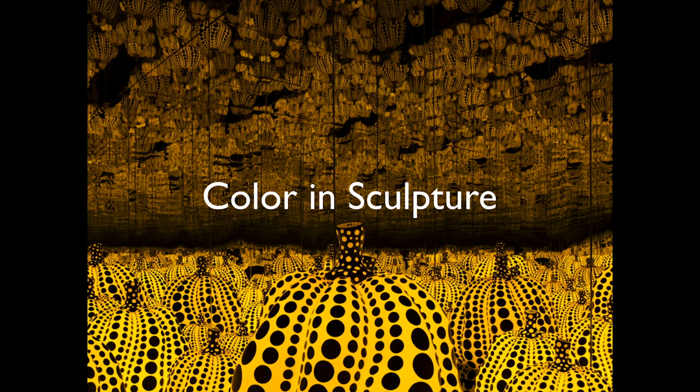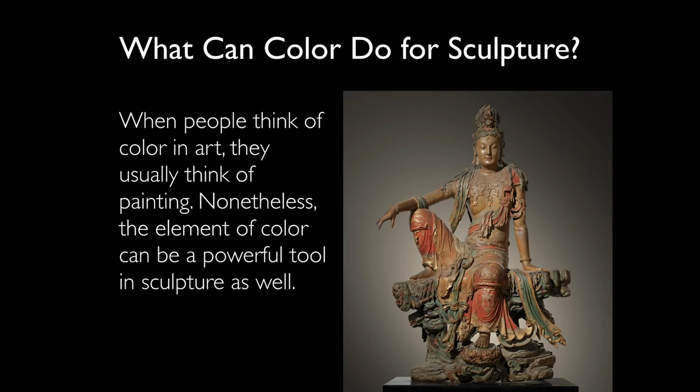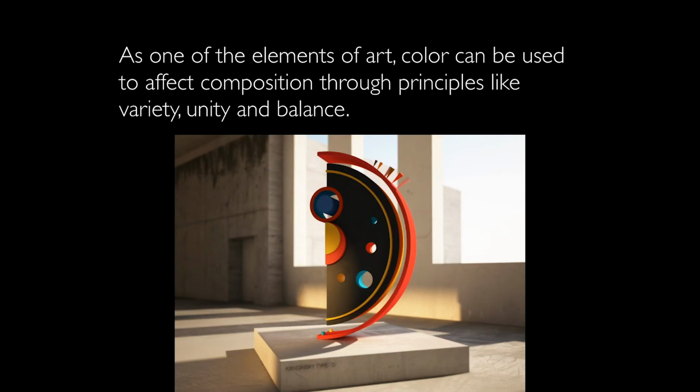All right, so that was a lot of color theory, but I want to dive into specifically how color is used for us in 3D design. So when people think of color in art, they usually think of painting, but the element of color can actually be quite powerful in sculpture as well. As one of the elements of art, as I said earlier, color can be used to affect composition through principles like the ones we've talked about so far in this class, like variety, unity, and balance.